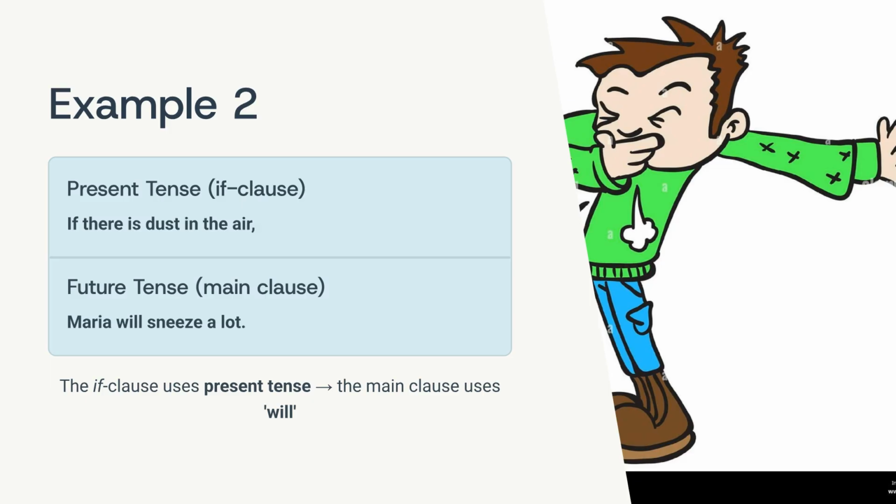Here is example 2. The present tense if clause is if there is dust in the air. The future tense main clause is Maria will sneeze a lot. The if clause uses the present tense verb is, so the main clause uses will sneeze. The complete sentence is, if there is dust in the air, Maria will sneeze a lot.